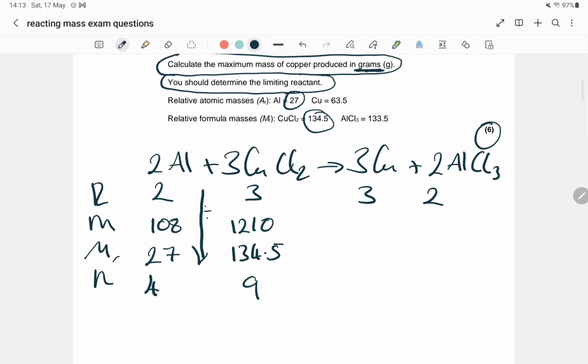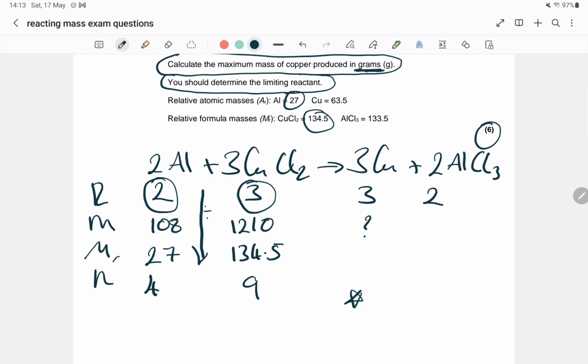Right, I now need to look at which one of these moles I need to take across to my copper, because don't forget, it wants me to calculate the mass of copper, my theoretical mass of copper. Well, to do this, I've got to figure out which one of my moles is smallest. And to work out which one is smallest, I can't simply just look at 4 and say 4 is smaller than 9, because the ratio between aluminium and copper is 2 to 3.